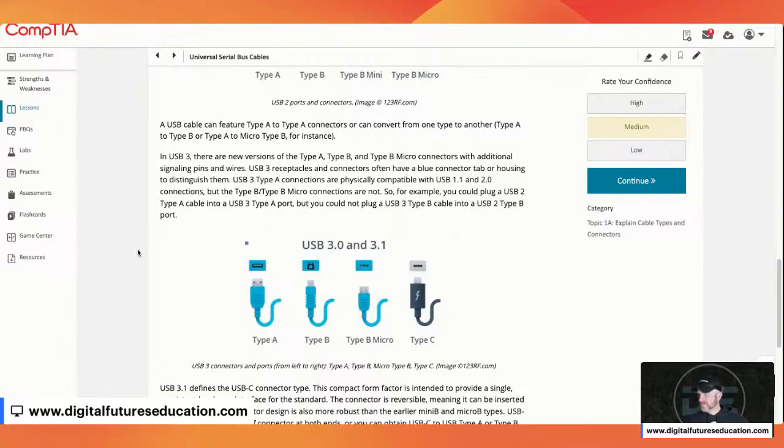micro, and type C. A USB cable can feature type A to type A connectors or can convert from one type to another, type A to type B, or type A to micro type B, for instance. In USB 3, there are new versions of the type A, type B, and type B micro connectors with additional signaling pins and wires. USB 3 receptacles and connectors often have a blue connector tab or housing to distinguish them.